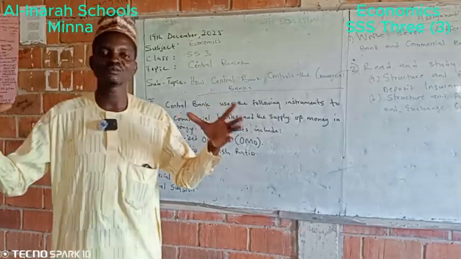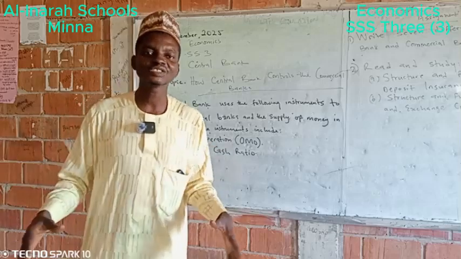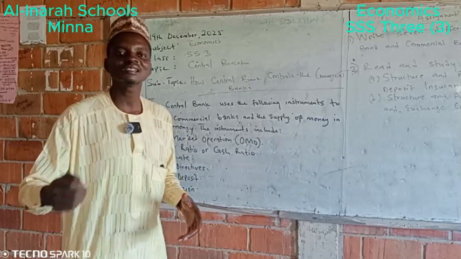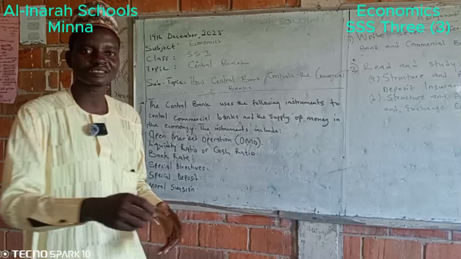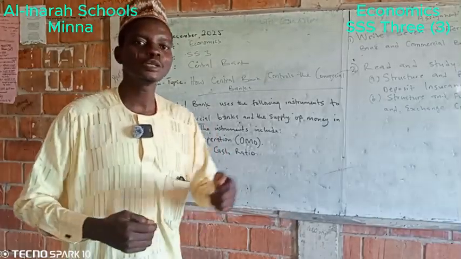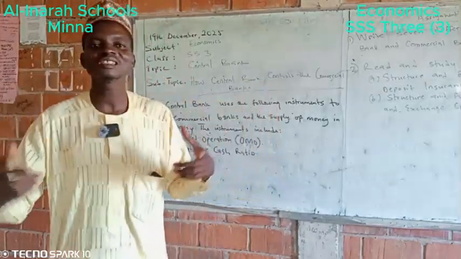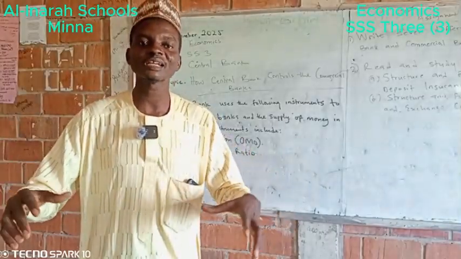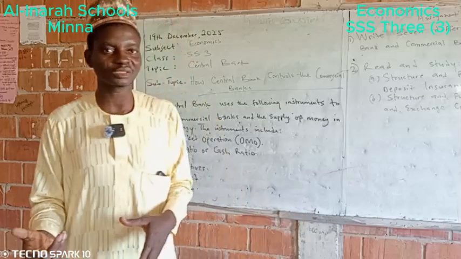If there is a lot of money in circulation and the economy is facing the challenge of inflation, the central bank will begin to sell securities, shares, debentures to the commercial banks. As they are buying from the central bank, they will be using money to buy it. The central bank will now use this method to withdraw a lot of money from circulation in order to solve economic problems such as inflation.